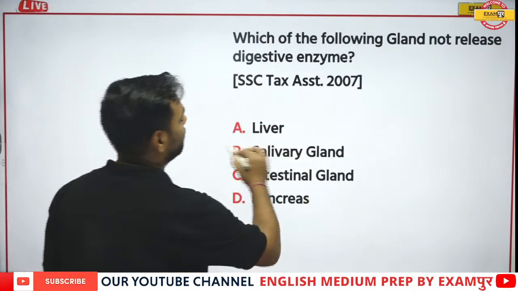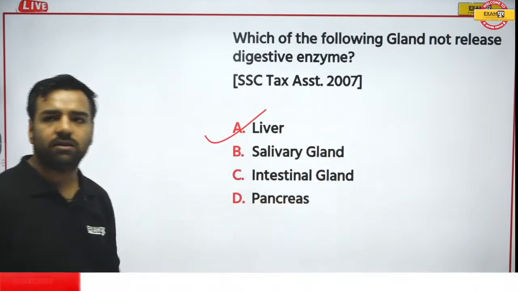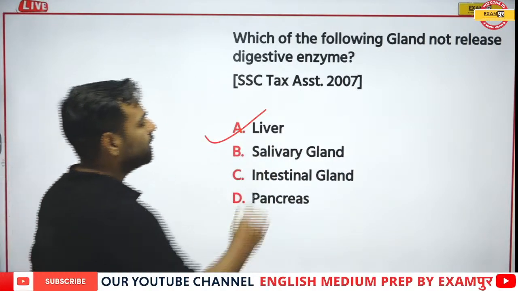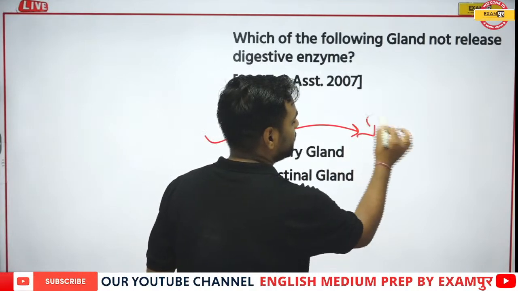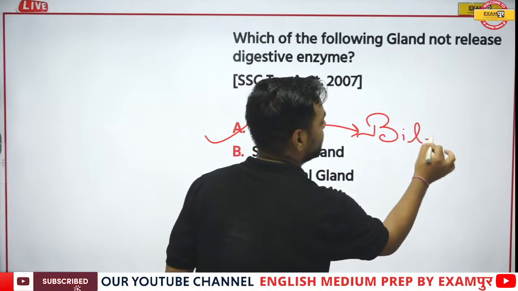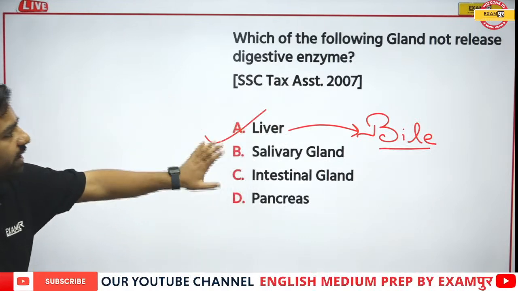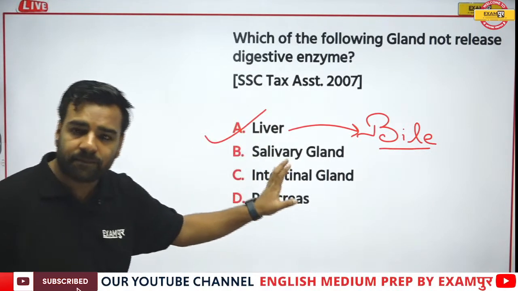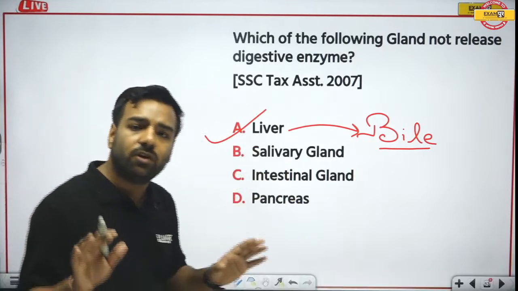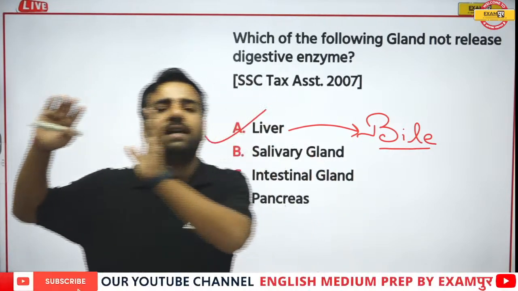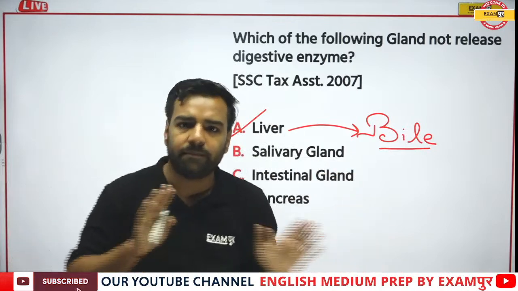If I talk about liver, liver is going to be the correct answer for sure. Because here what is generated? Here bile juice is secreted. Fine. Now please note it down, it is not a digestive enzyme. It is just basic in nature. It is converting your acidic medium into a basic medium.